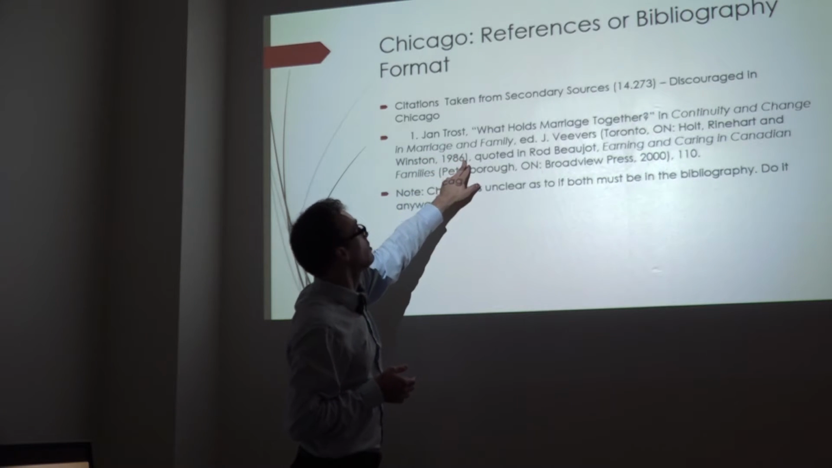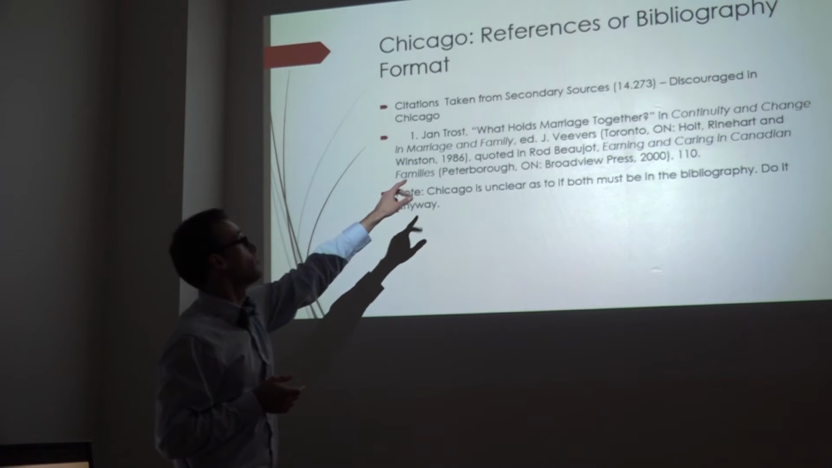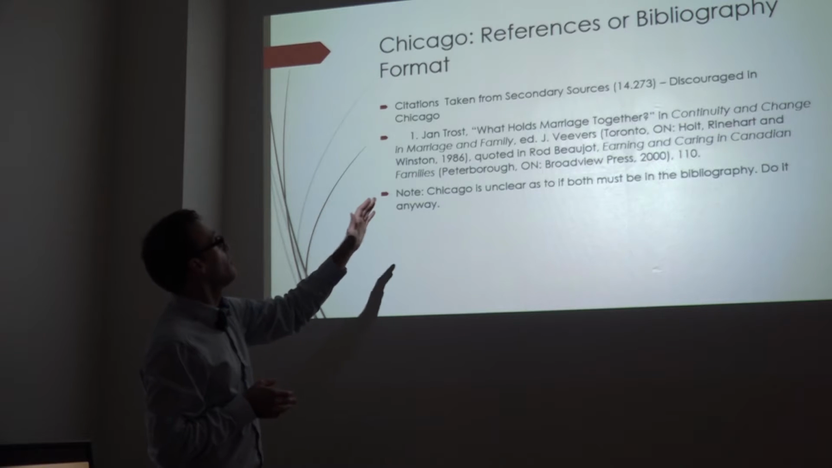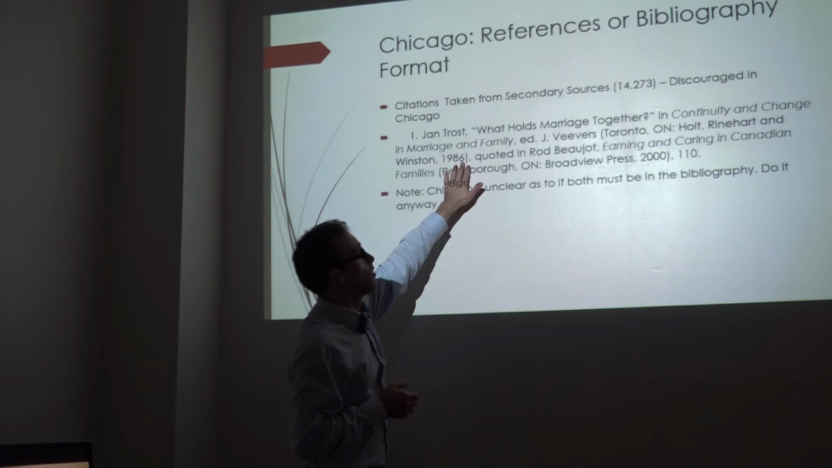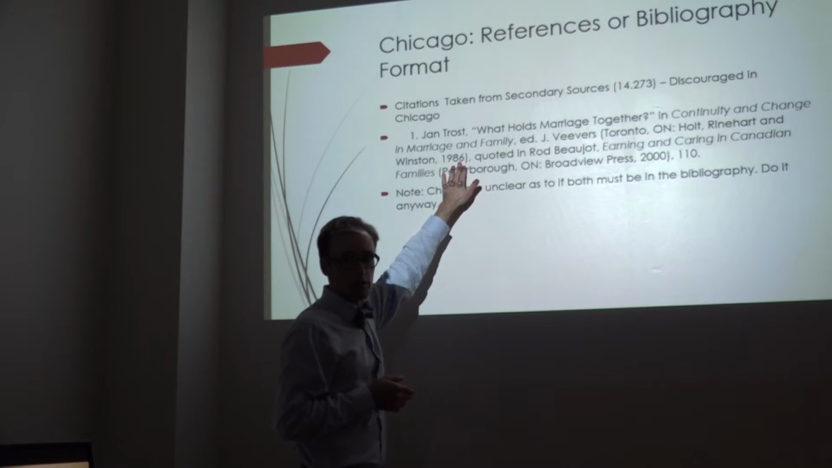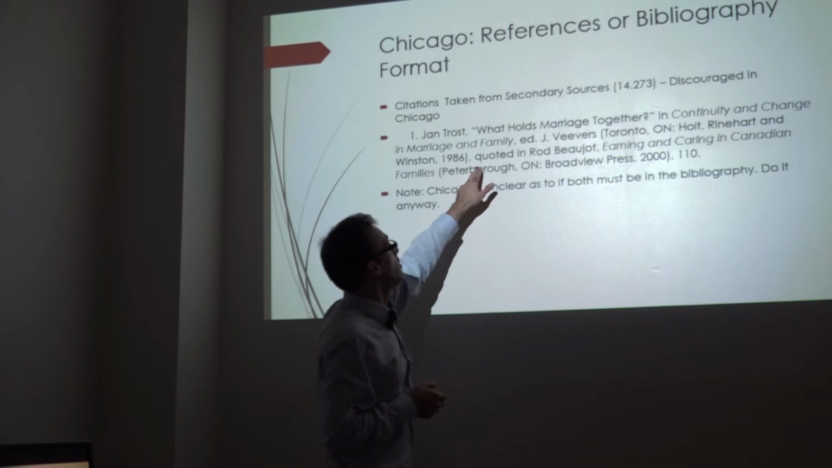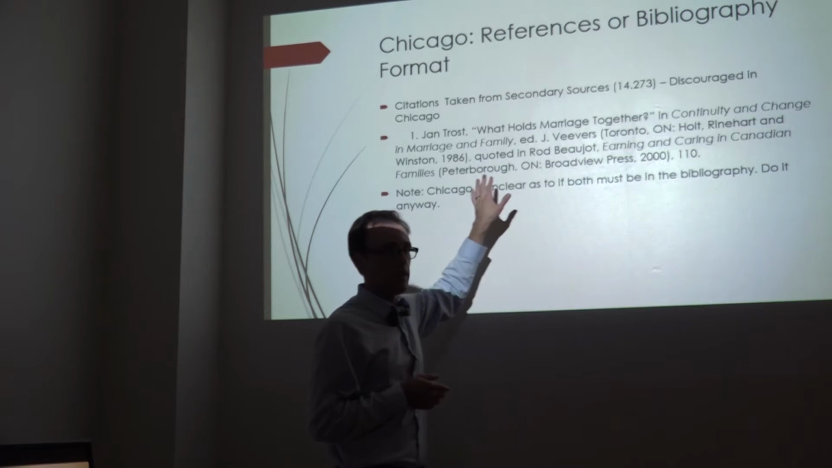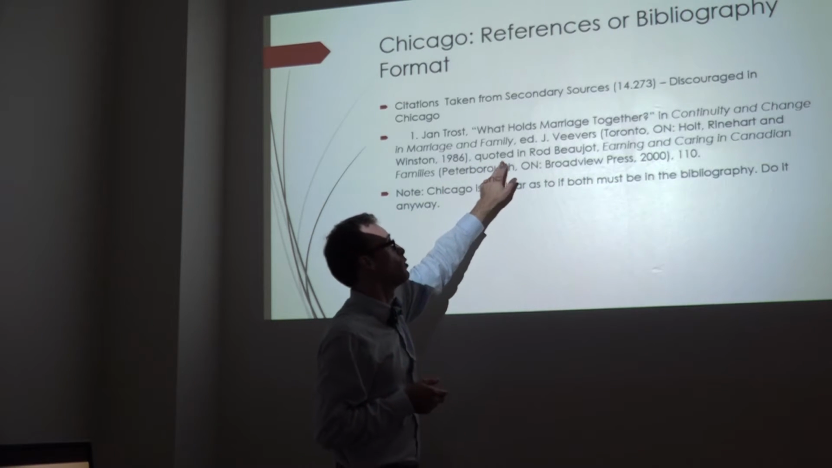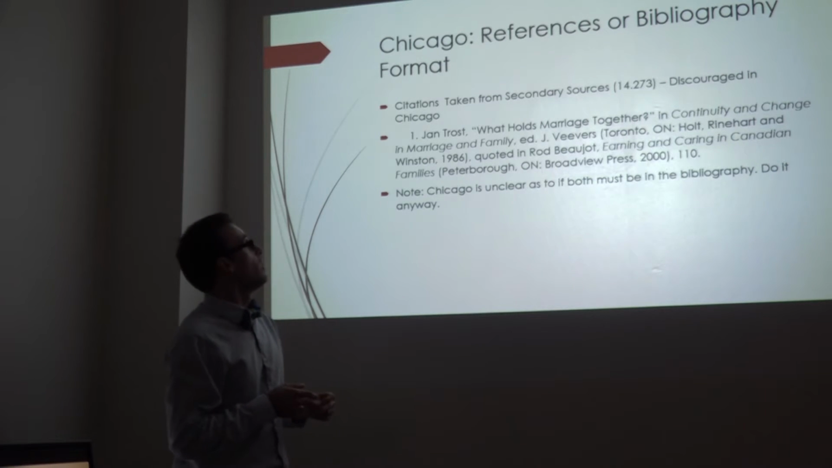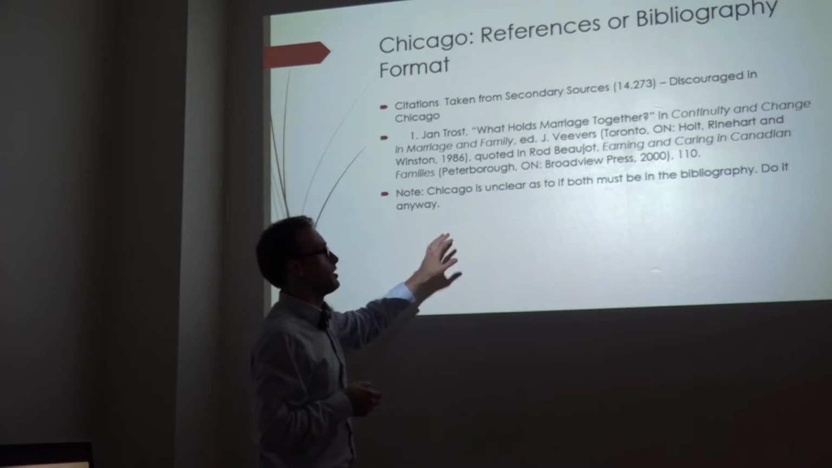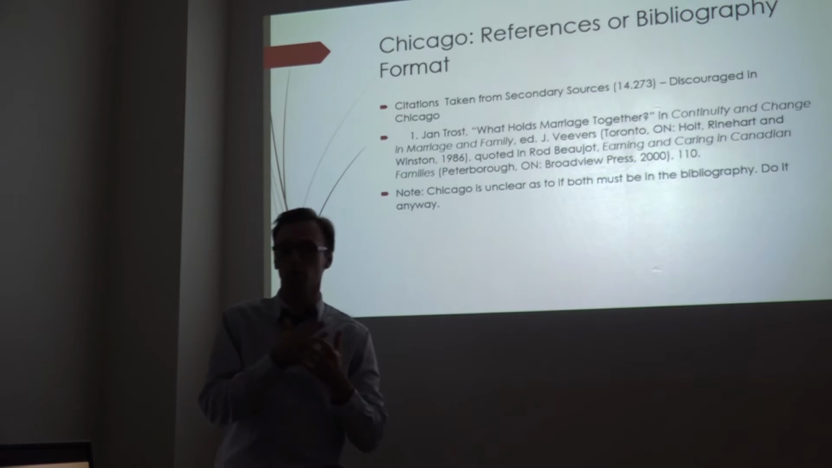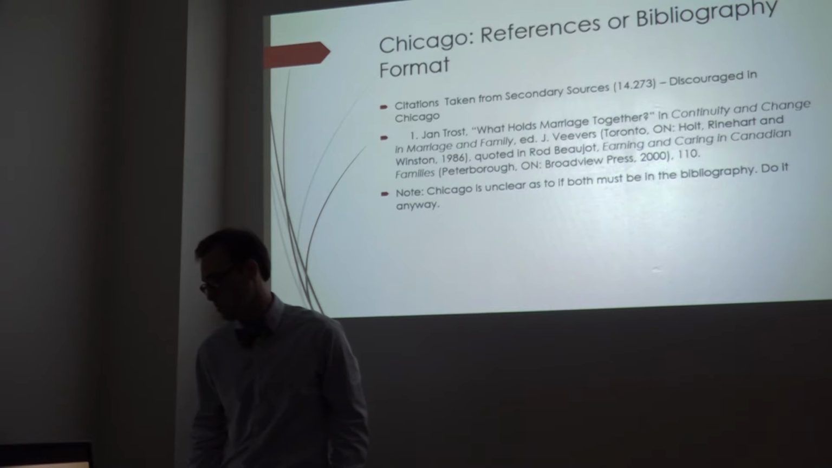So you can see you have the original work, Jane Trost, quote, what holds marriage together, continuity change. But after your regular footnote, your citation, you put quoted in, and then the work that you found that quote in. So always remember to put quoted in. Chicago is unclear to us if both must be in the bibliography. I recommend doing it anyway. Put both sources in your bibliography.